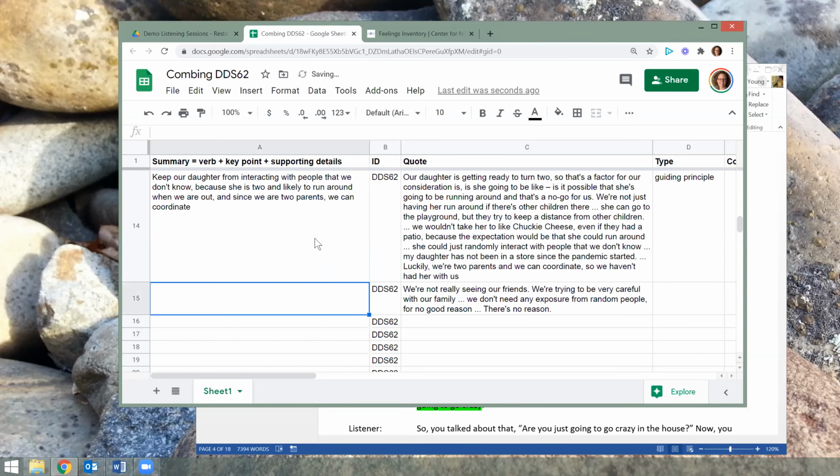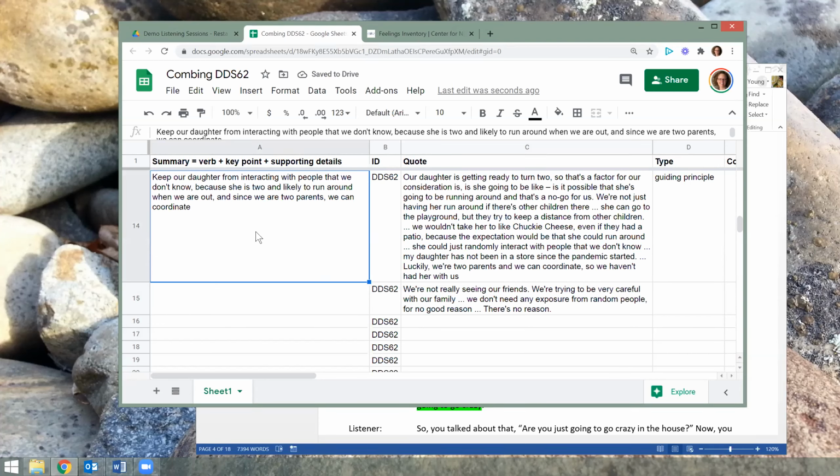Okay, word about that word and. We can't and the key verb, keep our daughter and coordinate. It has to be anding within the prepositions of the supporting details. So let's just make sure that, so because is our prepositional phrase, the first one, because she's 2 and likely. So she is 2 and likely, that's part of the prepositional phrase. When we are out is another prepositional phrase, doesn't have an and since we are 2 parents, where's that and?